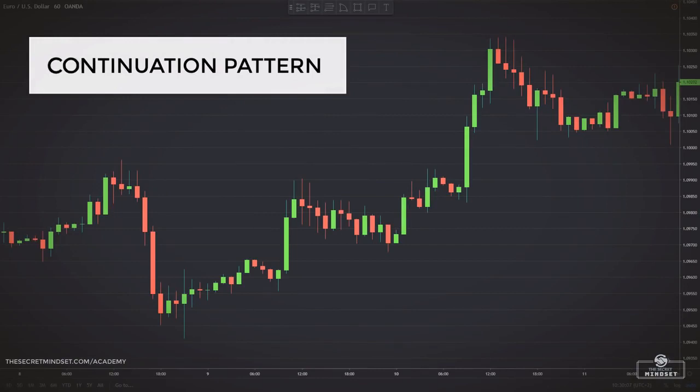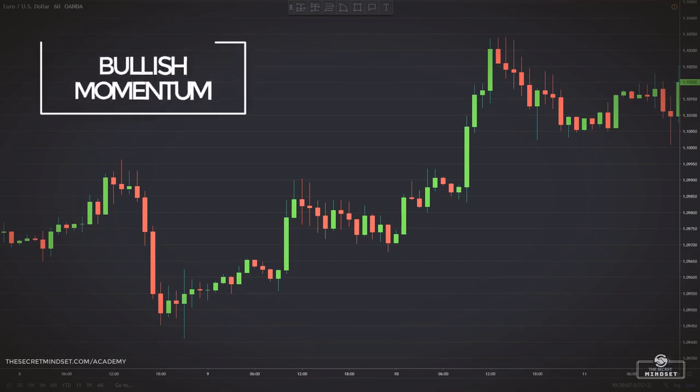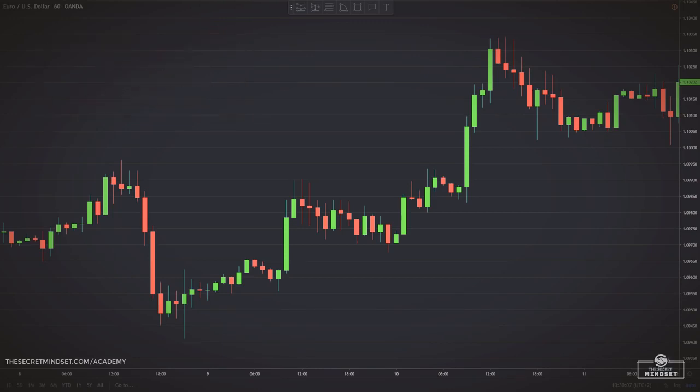The ascending triangle formation is a continuation pattern, and as the name suggests, it has the shape of a triangle. The ascending triangle is also known as the bullish triangle because it leads to a bullish breakout. This is how the ascending triangle looks like.